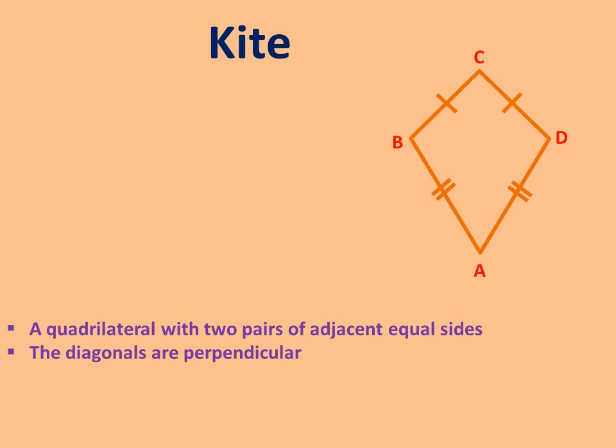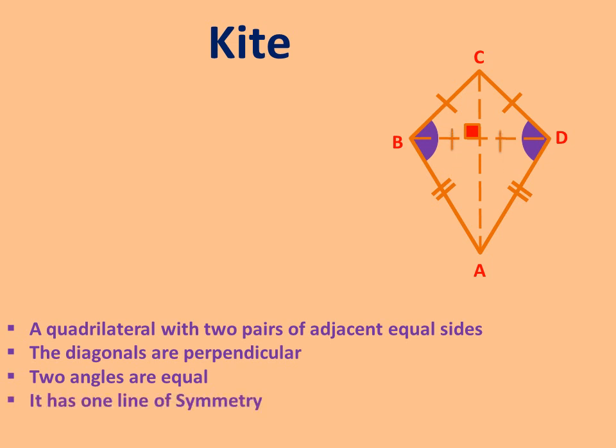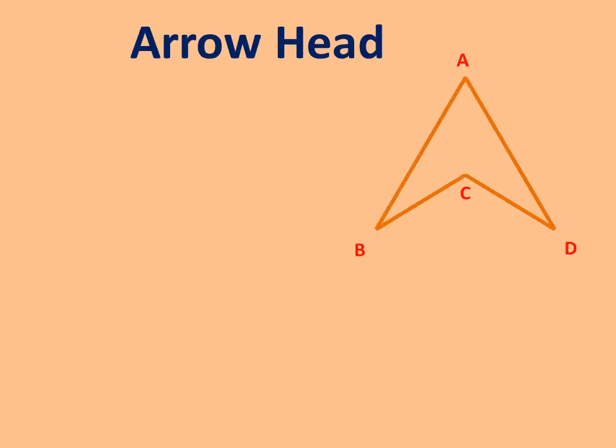Diagonals are perpendicular. Again, perpendicular means intersecting at a right angle. Two angles are equal. In this kite, we have two angles that are equal, which are angle B and angle D. And we have in the kite one line of symmetry, which is cutting my kite into two congruent shapes.